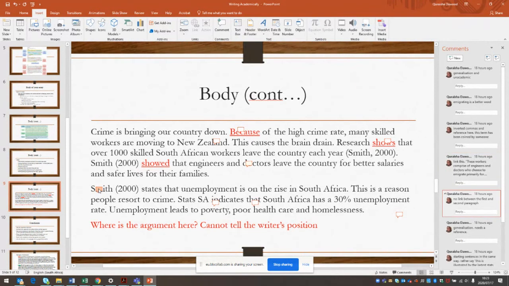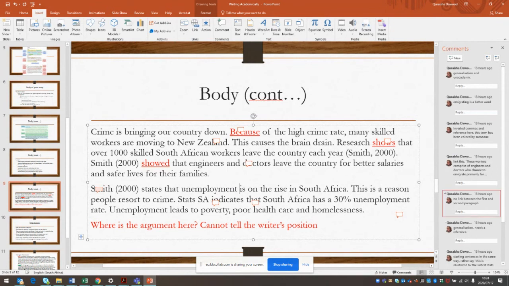Okay, I've got no link between the first paragraph and the second. I've just gone straight ahead into my silo writing and saying "Smith states that unemployment is on the rise in South Africa. This is a reason people resort to crime." This is a generalized statement again. Okay, I have made no link so far between unemployment and crime.